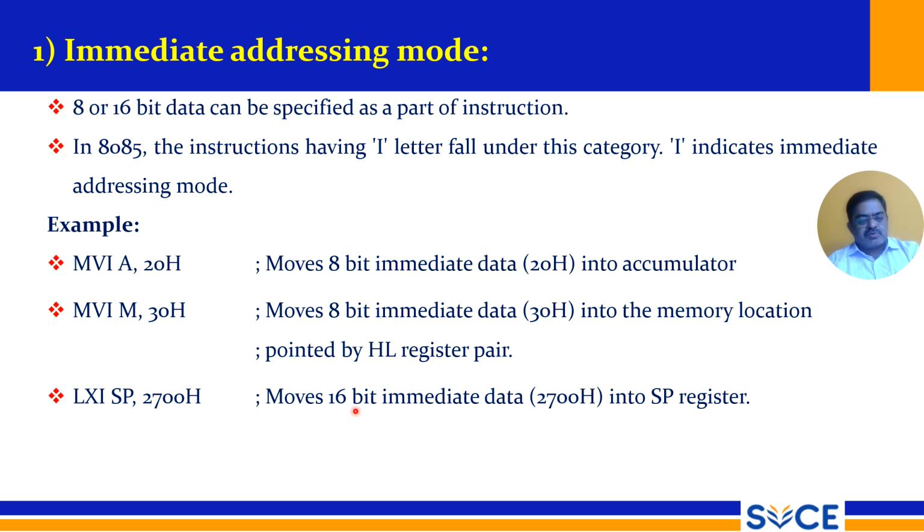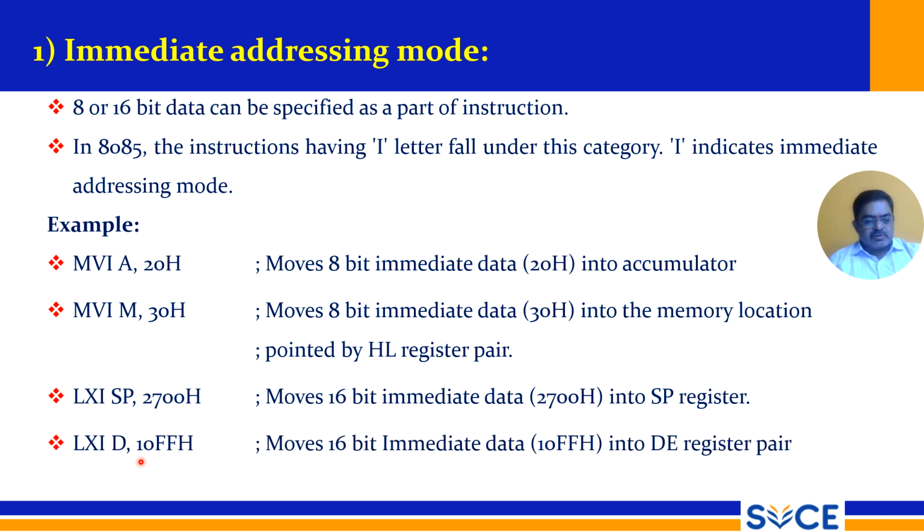So it moves the 16-bit immediate data 2700H, which is an address, into the SP register. 2700 is a hexadecimal number. The SP register is nothing but the stack pointer.